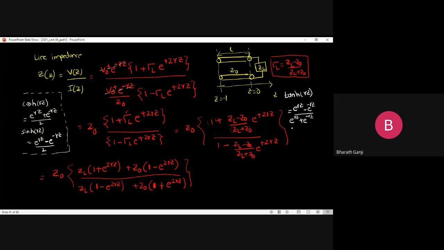What if I take e power minus gamma z as common in the numerator and denominator? Then I'll get e power 2 gamma z minus 1 divided by e power 2 gamma z plus 1. I hope you can understand where I'm going with this.